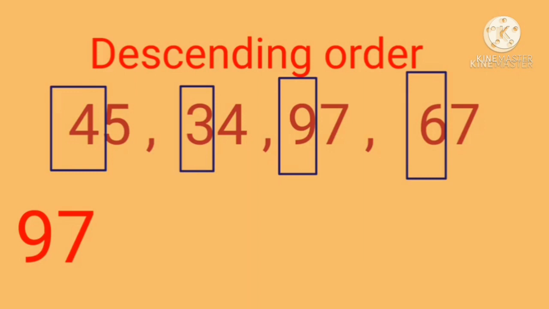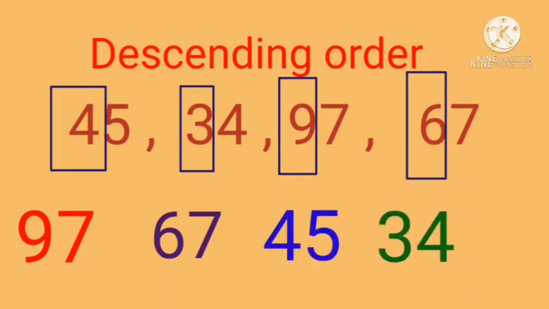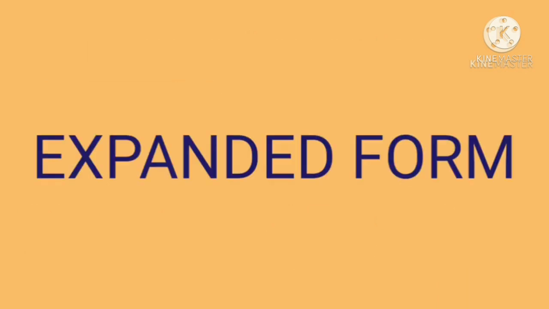Then 6 is the biggest, so let us write 67 as the next number. Then 4 or 3, which is bigger? Yes, 4. So let us write 45, then 34. See children, in this way you can write the numbers in ascending order or descending order. Remember, in ascending order we will arrange numbers from smallest to biggest, and in descending order we will arrange numbers from biggest to smallest.